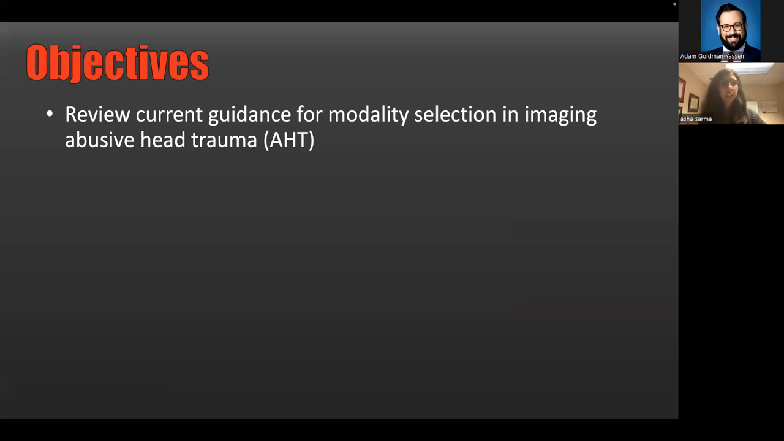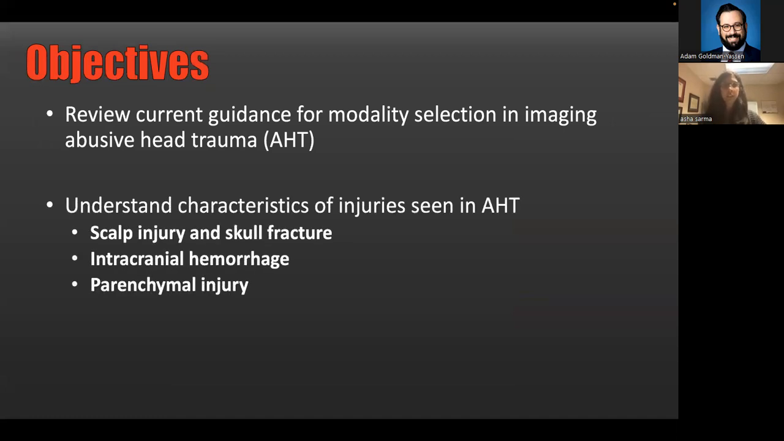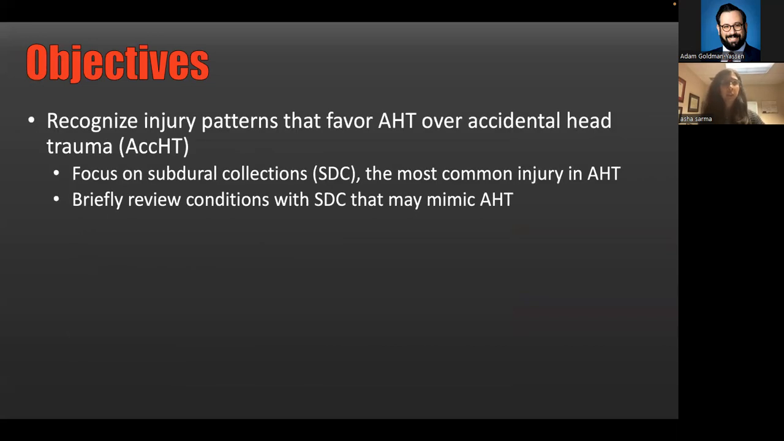The objectives of this presentation are to review the current guidance for modality selection in the imaging of abusive head trauma, and to understand the characteristics of injuries that we see in abusive head trauma. We're going to focus on scalp injuries and skull fracture, intracranial hemorrhage, and parenchymal injuries, and then briefly touch upon retinal hemorrhage and spine injury. We'll also look to recognize injury patterns that favor abusive head trauma over accidental head trauma. We're going to focus on subdural collections because those can be very tricky, and they're the most common injury in abusive head trauma. And we're going to briefly review some conditions with subdural collections that can mimic abusive head trauma.